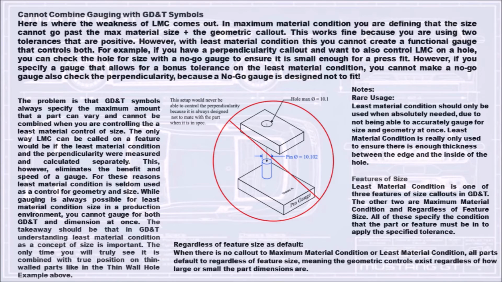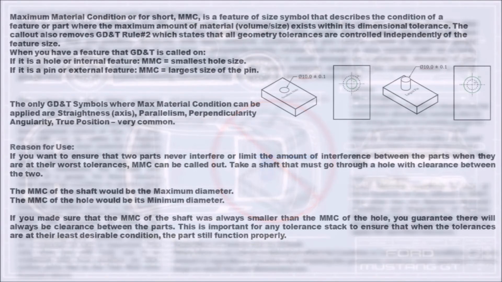Features of size. Least material condition is one of three features of size callouts in GD&T. The other two are maximum material condition and regardless of feature size. All of these specify the condition that the part or feature must be in to apply the specified tolerance. Regardless of feature size is the default. When there is no callout to maximum material condition or least material condition, all parts default to regardless of feature size, meaning the geometric controls exist regardless of how large or small the part dimensions are.